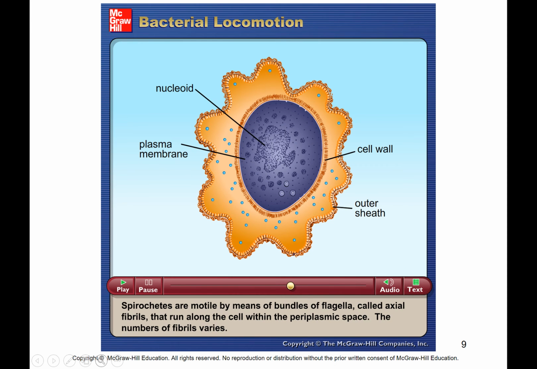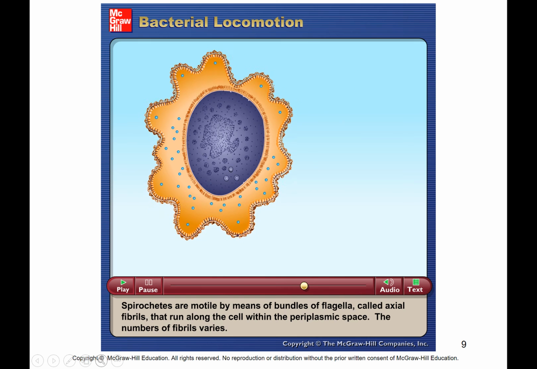Spirochetes are motile by means of bundles of flagella, called axial fibrils, that run along the cell within the periplasmic space. So we haven't talked about periplasmic flagella or axial filaments just yet. In this animation, they're calling them axial fibrils. However, this gives you a good visual representation of what's going on and how they work. So you'll have a better understanding going into that slide in just a handful of slides in terms of what we're going to talk about.